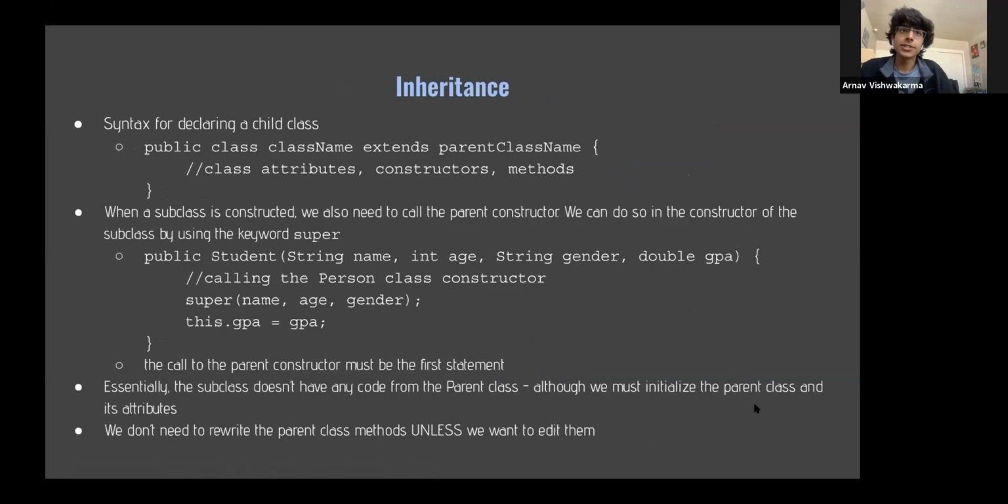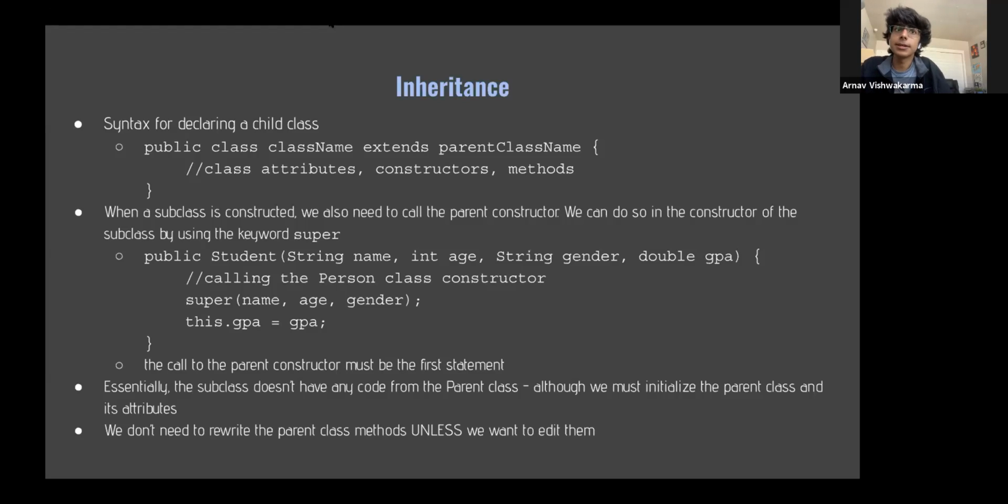All right, so now let's look at the syntax for declaring a child class. The syntax is very similar to creating a normal class, where we have the keyword public, then class, and then the name of the class. After that, we use the keyword extends. So after the class name, we write extends, and then the name of the parent class. Note that the parent class has to be in the same package or project. It can't be from a different project.